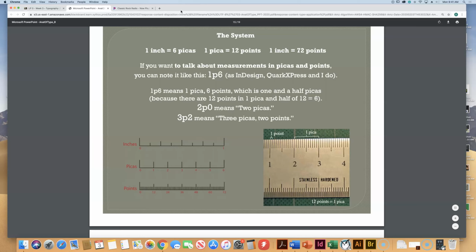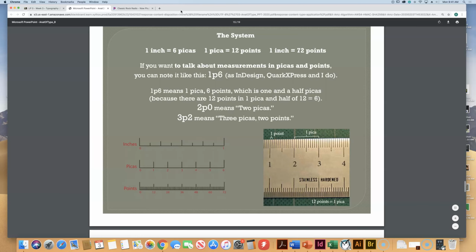2P0 means 2 full picas with no points left over. 2 full picas is 12, and 12 is 24. Okay? 3P2 means 3 picas and 2 points extra. So 12, 12, 12, and 2 more. All right, so why do we do this?